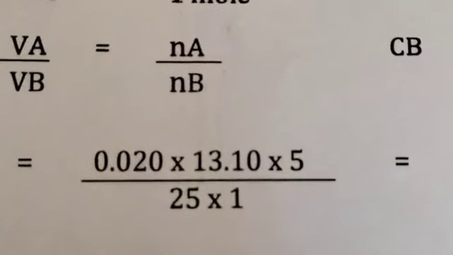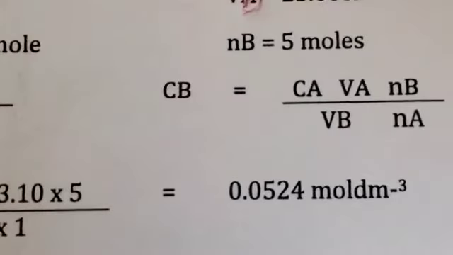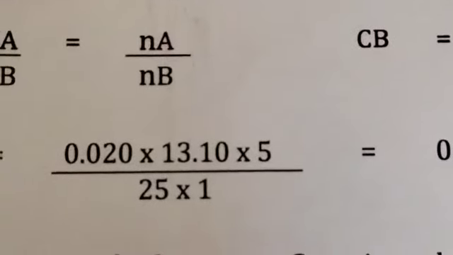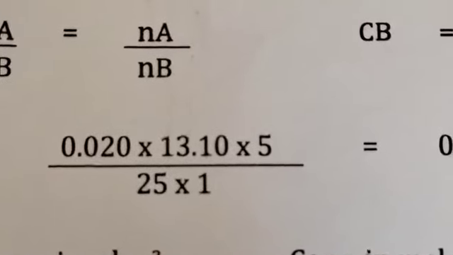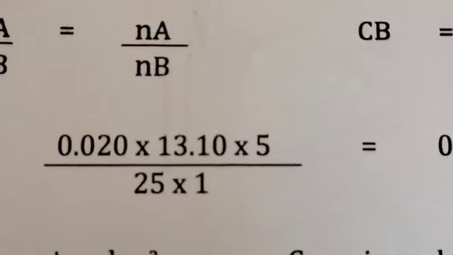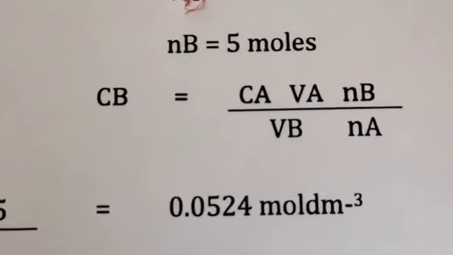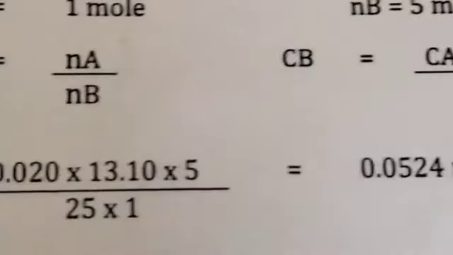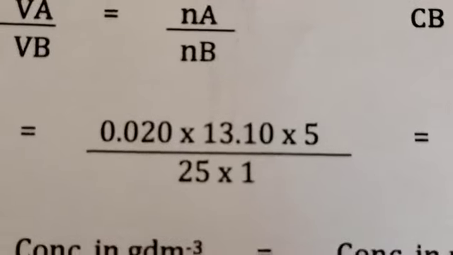You substitute with your own endpoint and check your answer. Then our NB is 5 all over 25 times 1. So in this substitution, the only thing that can vary there is 13.10. That is your VA. And also VB. If your school is using 20 cm cube as VB, then you have 20 cm cube here. If your school is 25 cm cube, then 25 cm cube is what you have there.